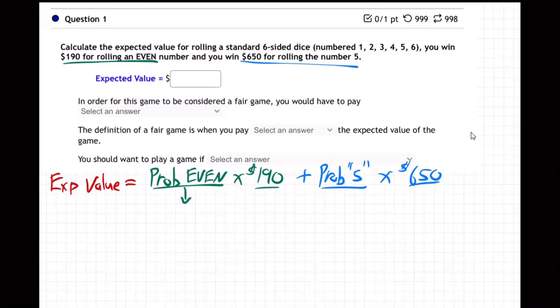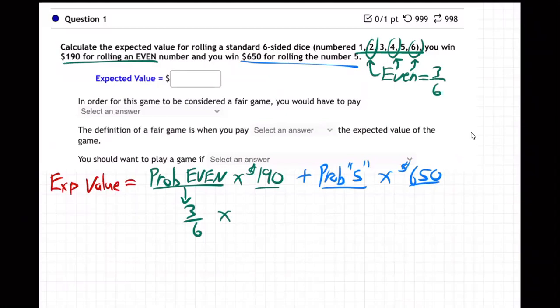So what's the probability of rolling an even number? Remember, we have the numbers 1 through 6. So how many are even? 2, 4, and 6, right? So the even numbers are 2, 4, and 6. So it's 3 out of 6. So the probability of getting an even number is 3 out of 6, isn't it? Are you with me so far? Is this making sense?